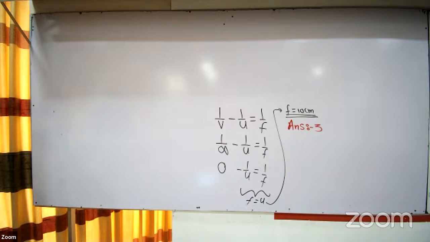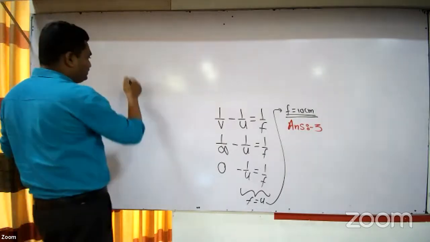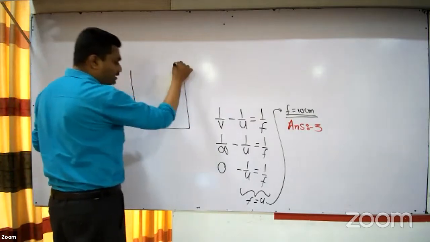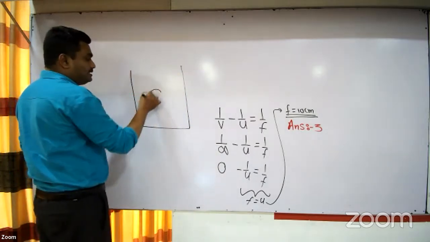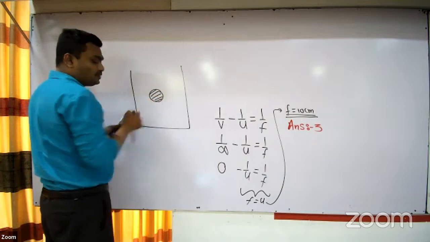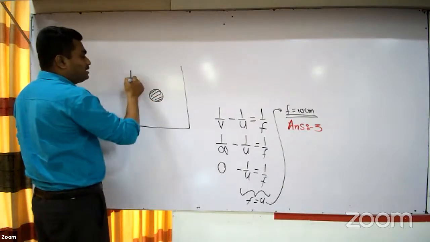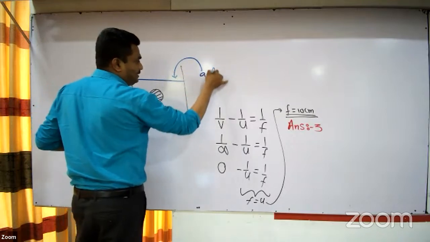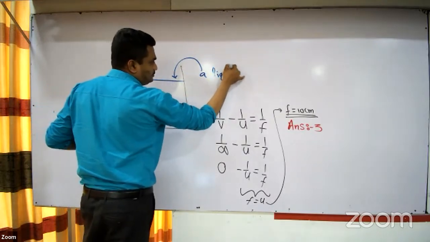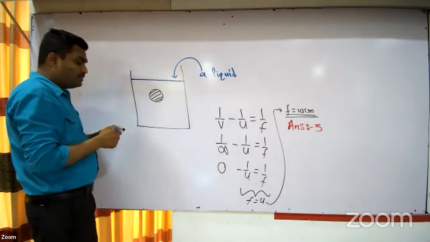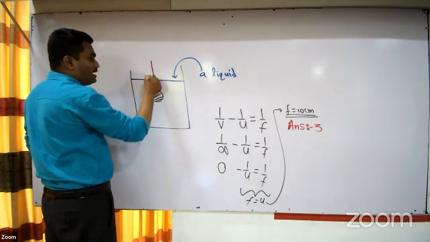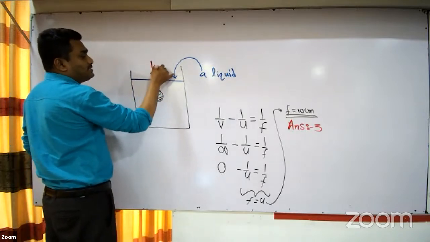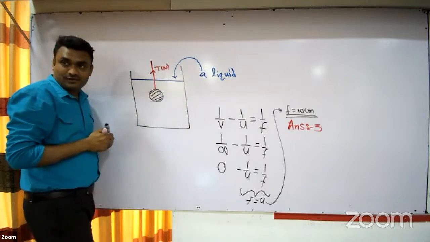Okay, so now let me draw a figure. Let's say this is the object, and it is filled with a liquid. So this is a liquid. To keep the object like this, definitely we have to give an upward force by using a string. Let's say this is T Newton.